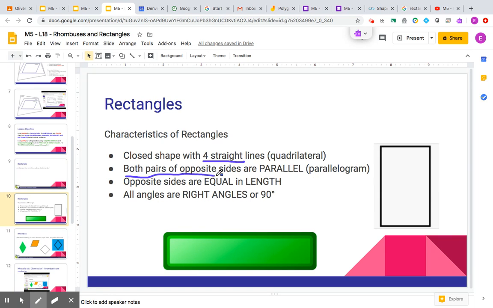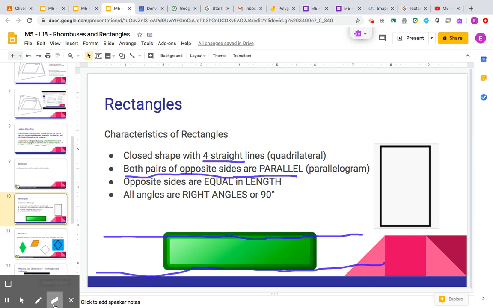Why? Because the opposite sides are parallel, meaning if I look at this line on the top right here and I extend it farther, as far as I can, it will never cross that bottom opposite line. So those lines are parallel. Remembering we denote parallel, meaning we mark that something is parallel, using an arrow.